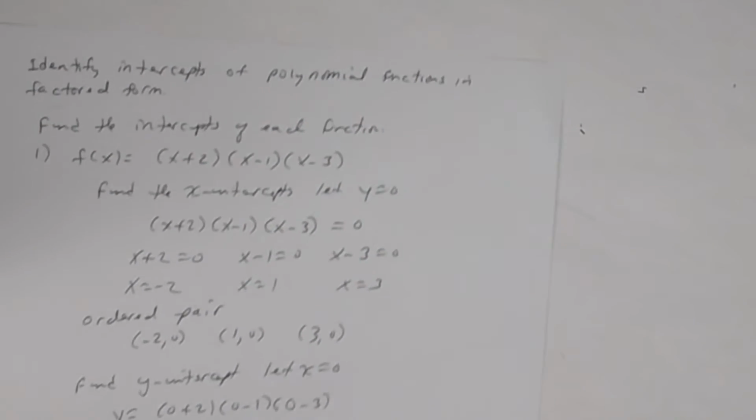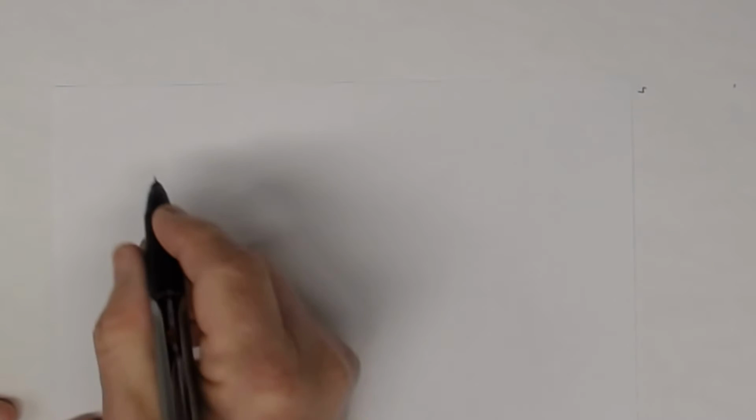All right. So that is how you're going to find x and y intercepts of a function that's in factored form. So let's look at another one real quick. So it's pretty easy, right? Pretty easy to find the x and y intercepts of functions that are already factored.